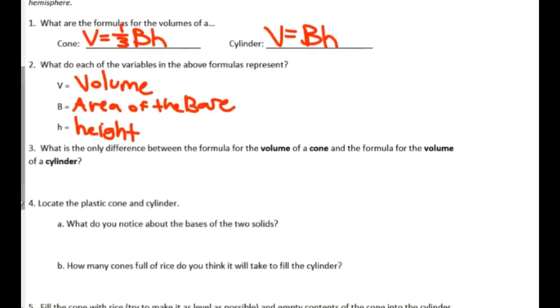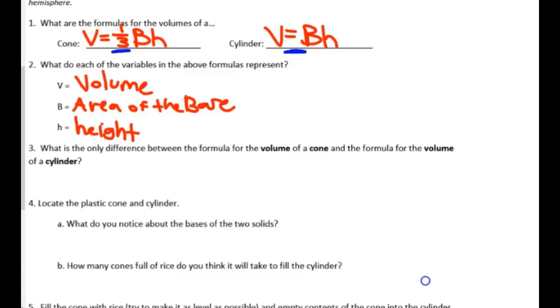Now, this next part is the kind of interactive part. So it says, what is the only difference between the formula of the volume of a cone and the formula for the volume of a cylinder? So you tell me, what's the only difference you see? 1/3, because they both have BH, but 1/3 is missing, right?